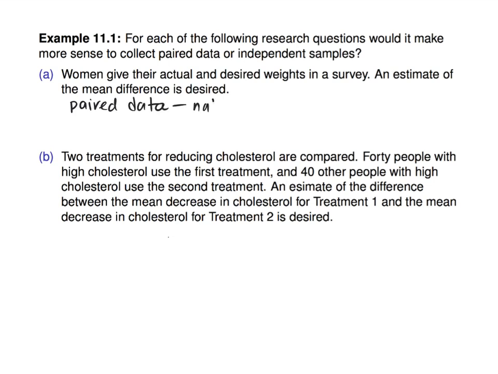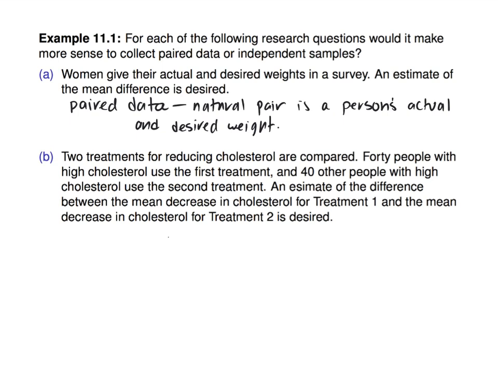as a natural pair is a person's actual and desired weight. I mean, if I weighed 115 pounds, my actual and desired weight might be the same, but if I weighed a different amount, maybe that would be different. So my actual weight and my desired weight should be paired together.